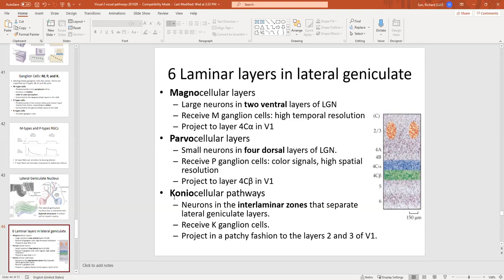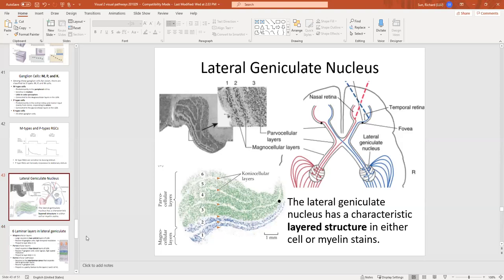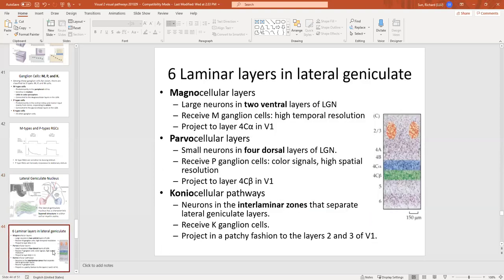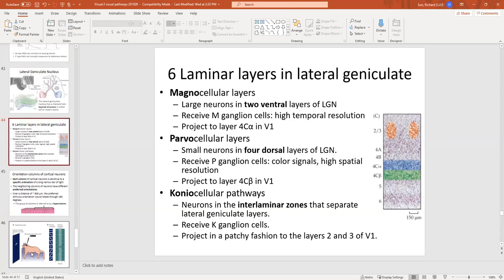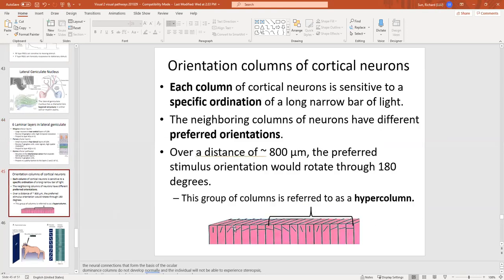We also have the K type, the koniocellular. They are located in the interlaminar zone that separates the larger layers of the lateral geniculate nucleus and receive K ganglion cells. They project in a patchy fashion to layers 2 and 3. So that's how these three types of RGC project into the LGN, then project into V1. All right, and then we talked about this one already.